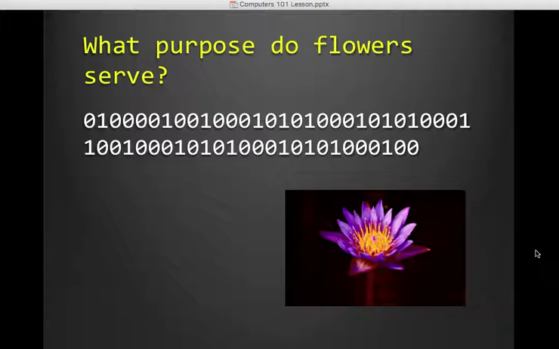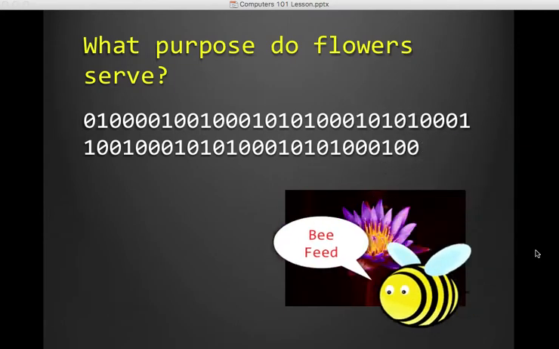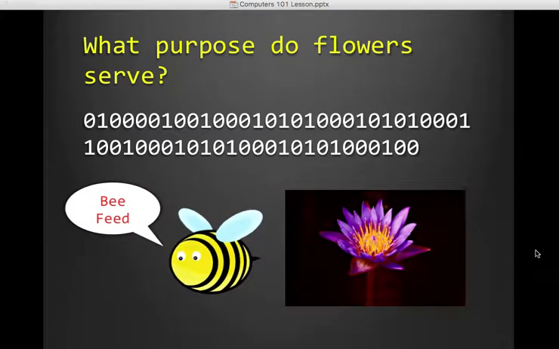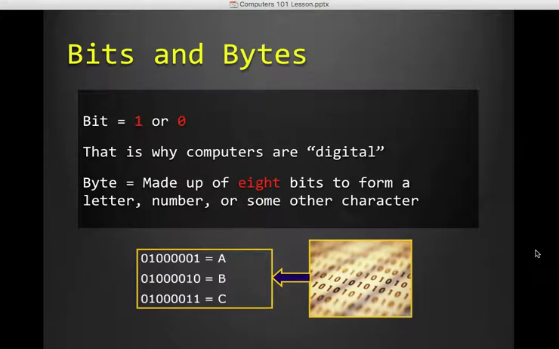All right, so assuming you paused like you were supposed to, the answer is bee feed. It was a little corny, but that's all right. As you may know, these ones or zeros are bits of binary code. This is why computers are digital, because they speak in a language that only has two choices, on or off, and we represent that as a 1 or a 0. Now, a 1 or a 0 isn't very useful to us, so we group them together in groups of 8, and those will represent some sort of character, and we call that a byte. So a bit is a 1 or a 0, a byte is 8 bits.